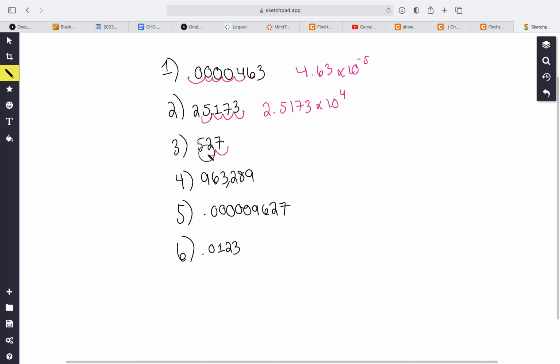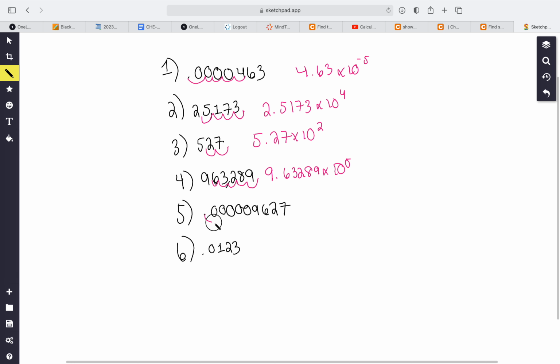Same thing here. 1, 2. So we get 5.27 times 10 to the second. Again, number was greater than 1, so it's positive 2. Alright, here. 1, 2, 3, 4, 5, 9.63289 times 10 to the 5th. Number was very big, so we will keep that as a positive exponent.